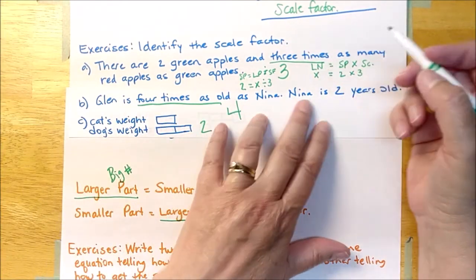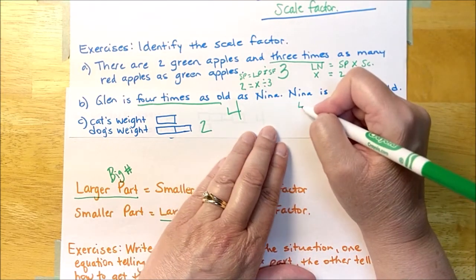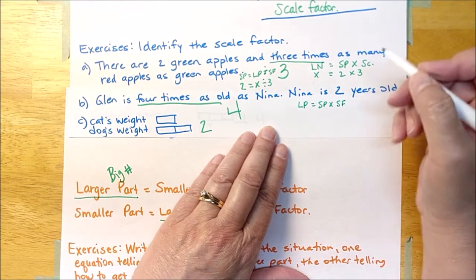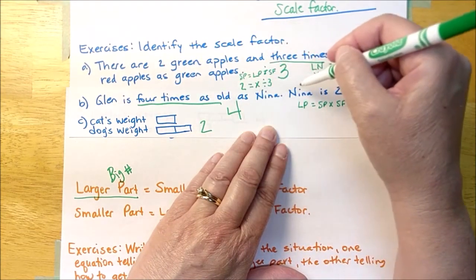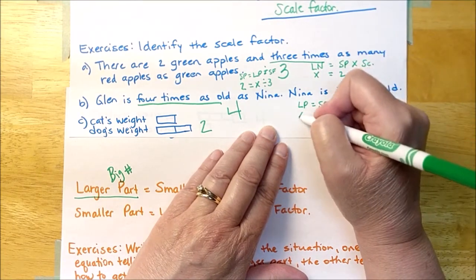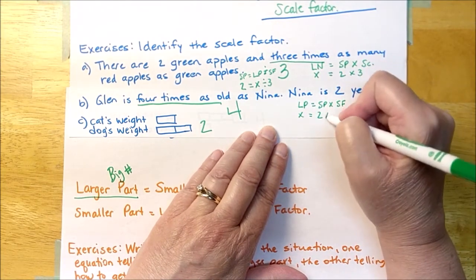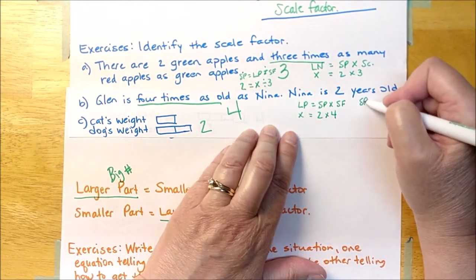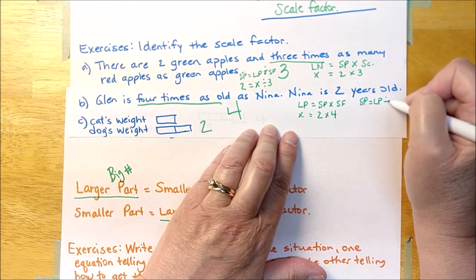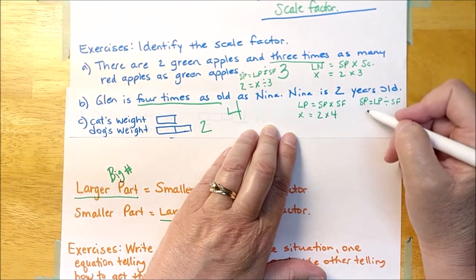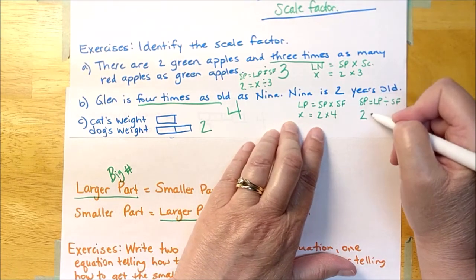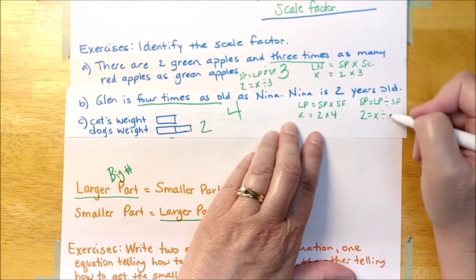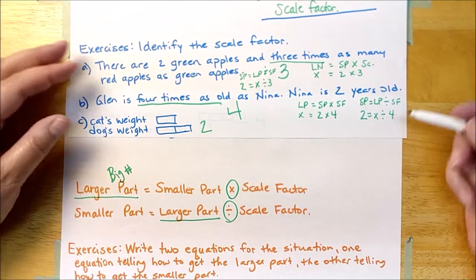Glenn is 4 times as old as Nina. Nina is 2 years old. So the large part equals the small part times the scale factor. So Glenn is 4 times as old as Nina. Nina is 2 years old. So I don't know my large part. My small part is 2, and my scale factor is 4. And the other question we could make is small part equals large part divided by scale factor. So my small part is 2. I do not know what my large part is, and I divide that by my scale factor. All right, I made 2 equations.